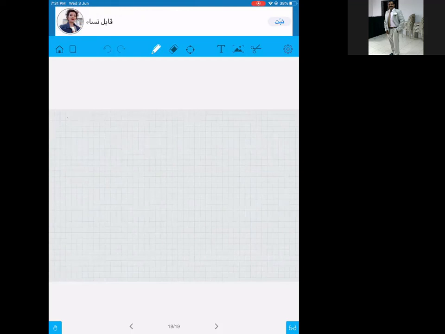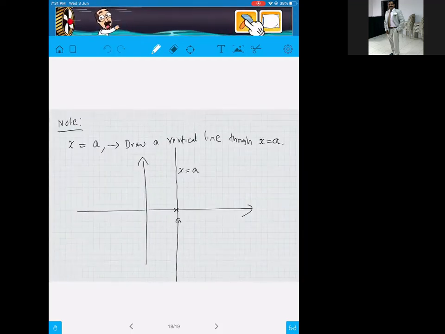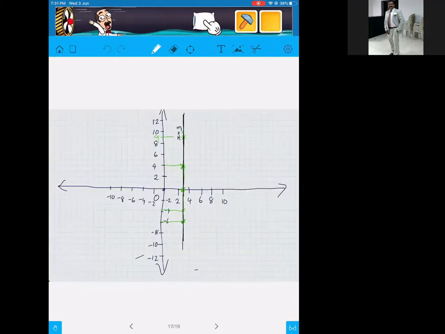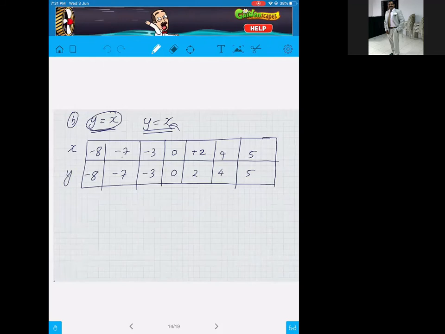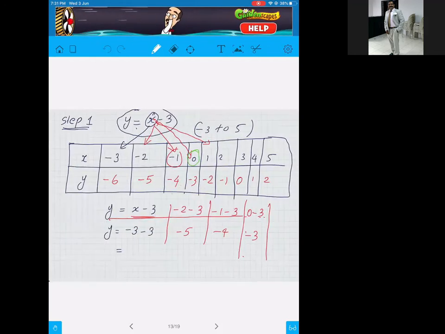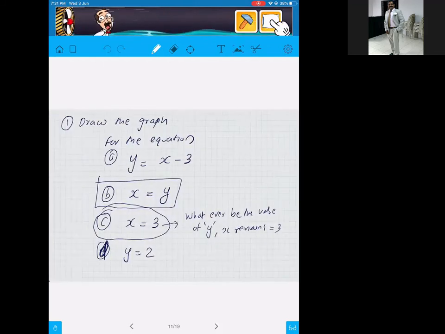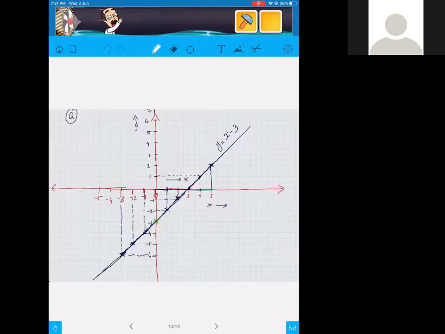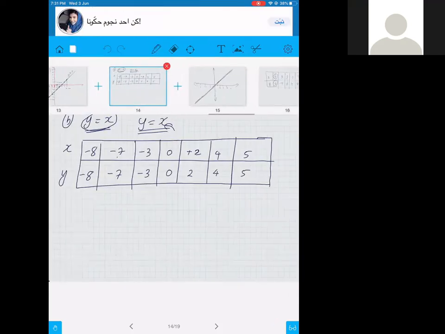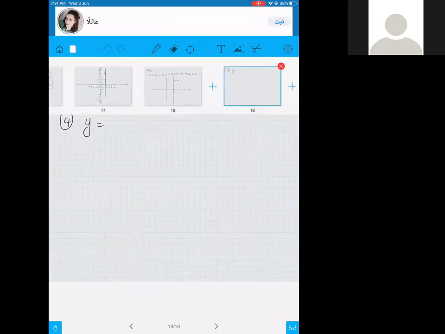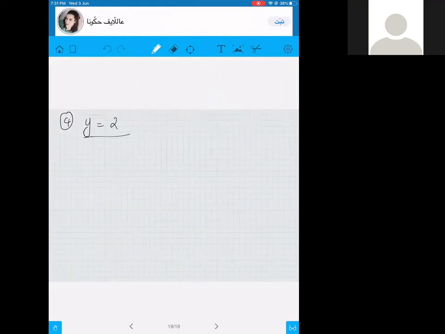Then can you try to draw the graph for this, y is equal to, what was our question? Y is equal to 2. So we need to draw the graph for y is equal to 2. So how to do this? What is the meaning of y is equal to 2?